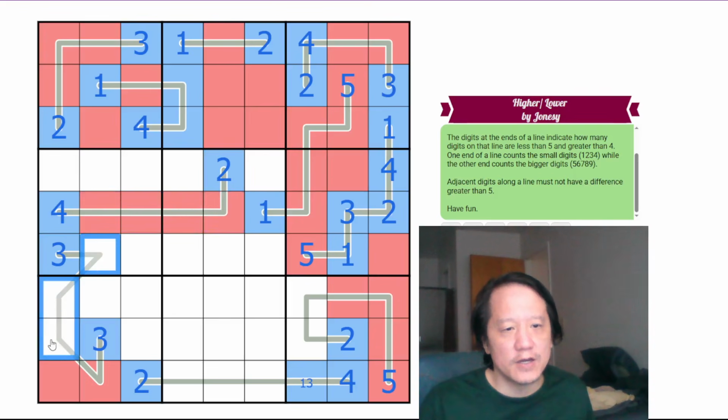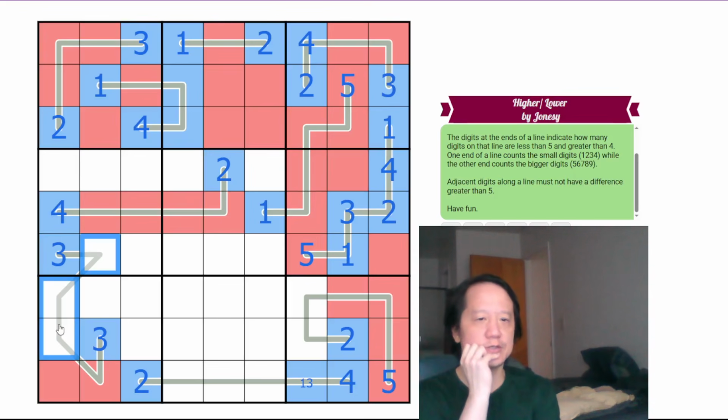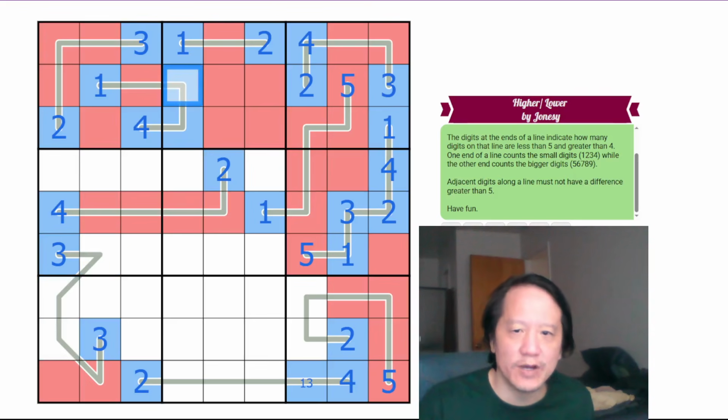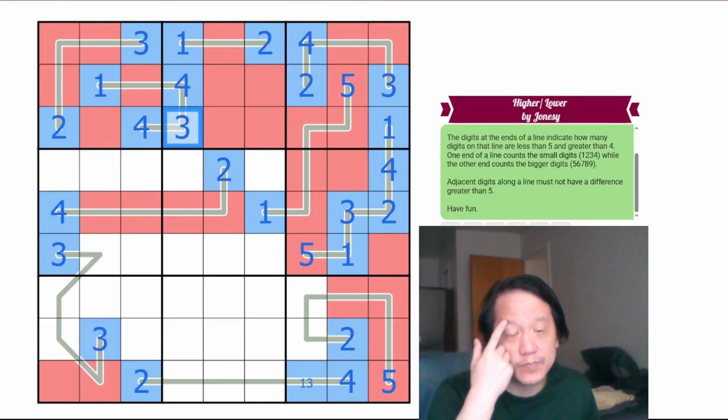So we have to have 3 reds and 3 blues on this line. So we have 1 more blue and 2 more reds. But we don't really have enough information there. This blue has to be a 4. That leaves us as 3 there.